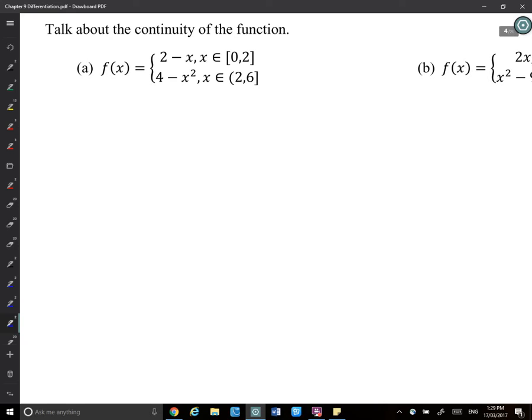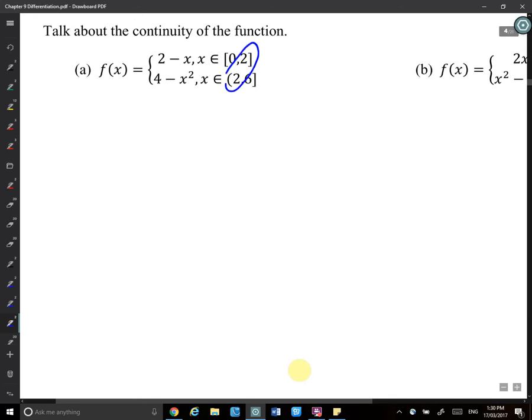If the graph is not continuous, which point will possibly have some problem? 2, okay? It's the connection point. All the other parts are fine. We have a linear piece and a quadratic piece, and they're all connected everywhere except at the connection point between the 2 graphs. So the point 2 will be a problem point.